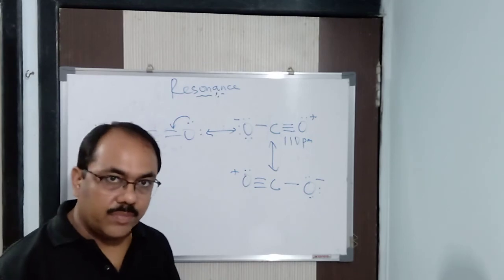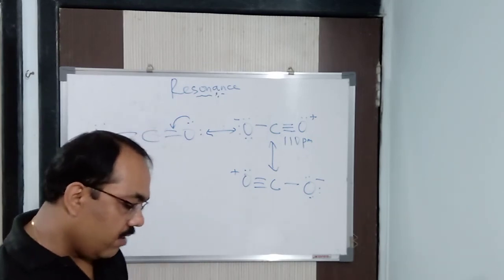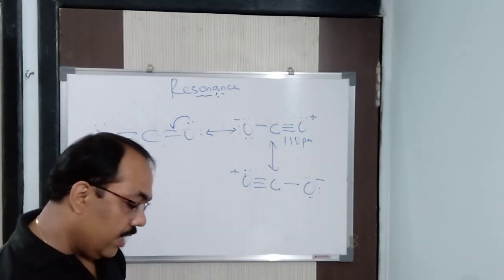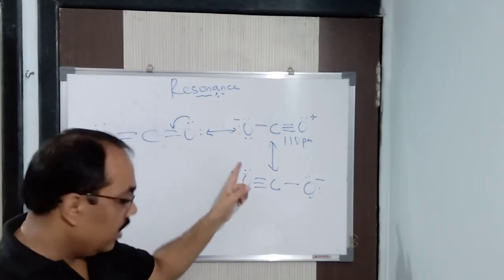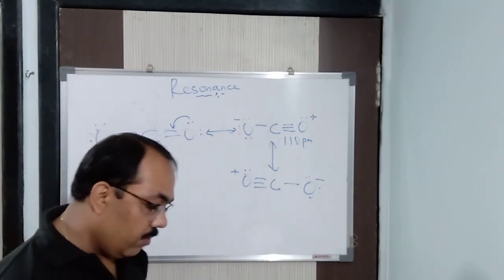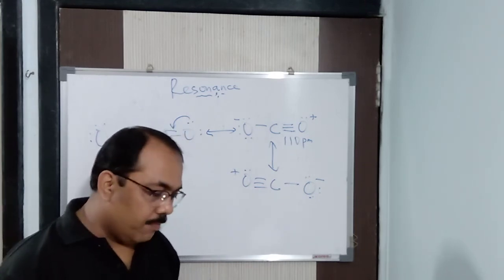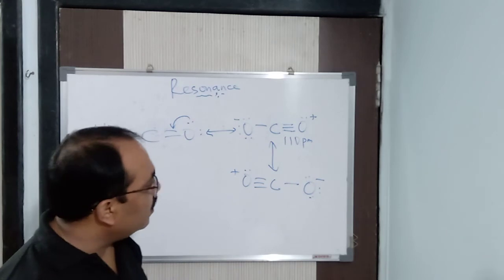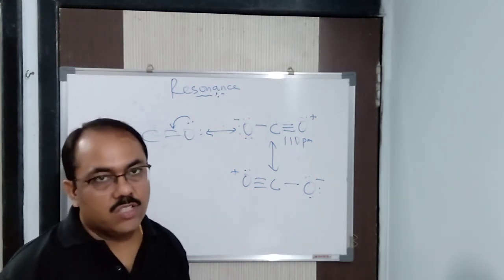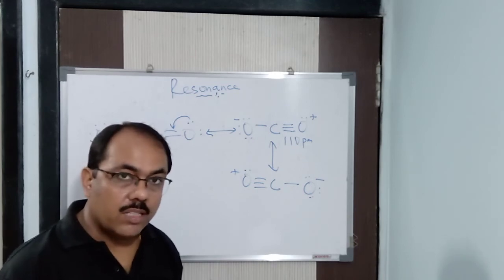115 picometer. But what you find is that in the case of the carbon oxygen triple bond, it is 110 picometer, and in the case of the carbon oxygen single bond, you will find it is 115 picometer. But it is neither 115 nor 110. It lies in between. Alright. So how much is it? 121 picometer.